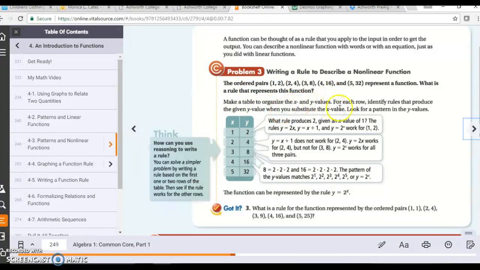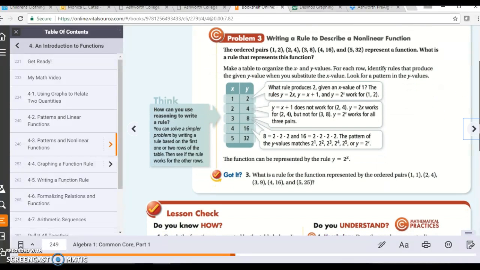So we can make a table and organize our x and y terms. So all of my x terms are here and all of my y terms are here. For each row, identify rules that produce the given y value when you substitute the x value. Look for a pattern. So the best thing to say is to look for a pattern. You can try many things out. It's not always going to work. This is more looking at patterns.